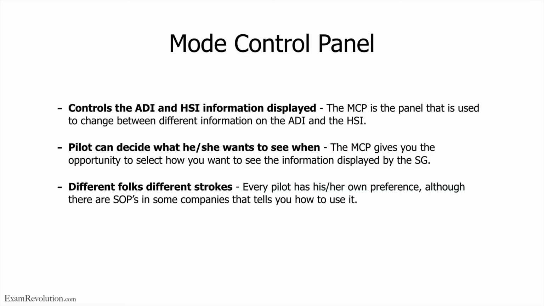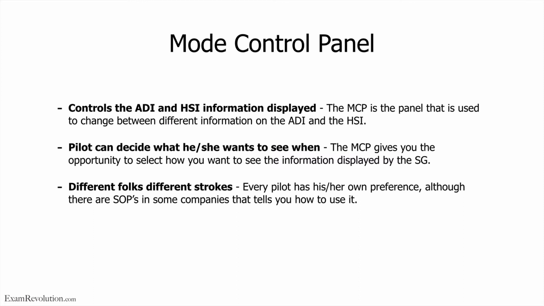So it controls the ADI and the HSI information displayed. So the MCP is the panel that is used to change between different information on the ADI and the HSI. So you can either change your HSI into a full HSI or into an expanded HSI, whatever the case might be, depending on what you feel comfortable to fly with. And the pilot can decide what he or she wants to see when, right? So the MCP gives you the opportunity to select how you want to see information and how the information is displayed by the SG. So once again, it comes down to the same thing. You can just pick how you want to see your information using the MCP panel.